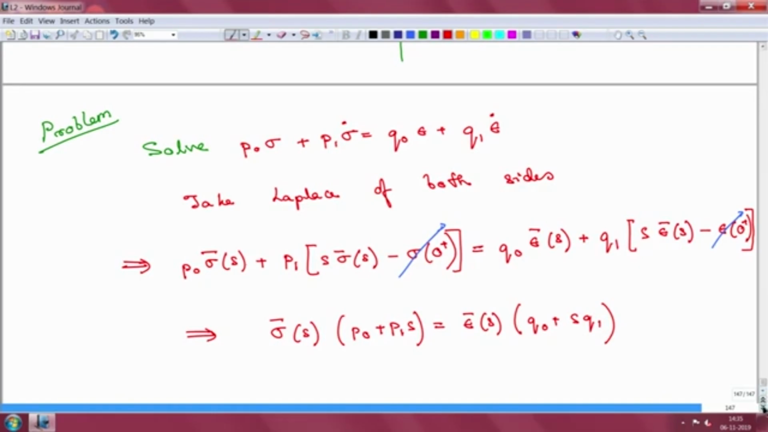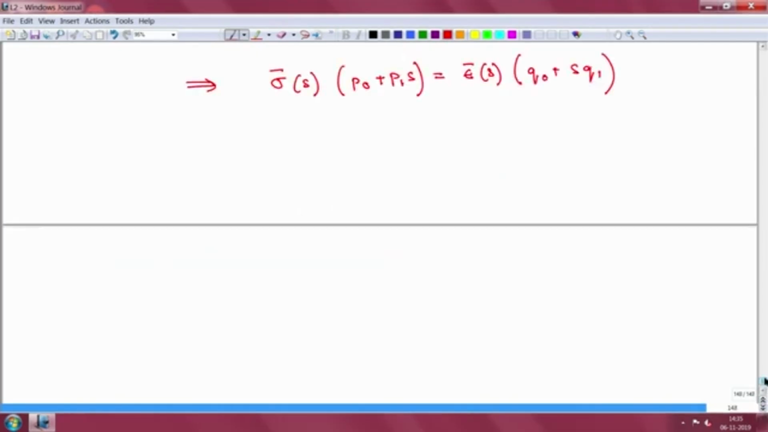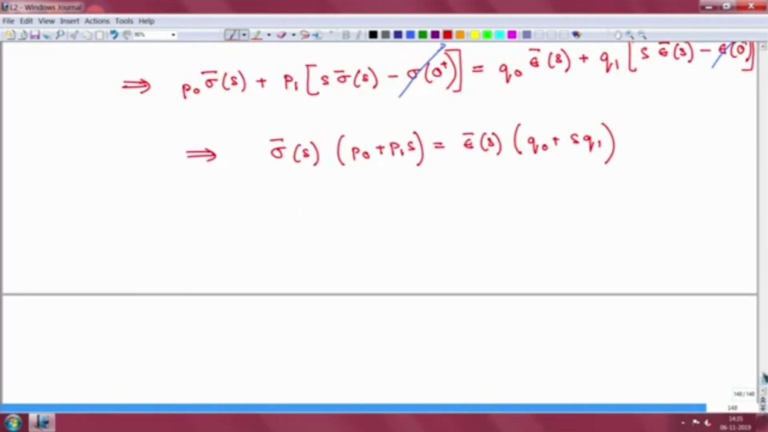Okay. So now we have to decide what we are solving for. This is a very general equation, the Laplace equivalent of the above equation. So let us say we are solving for the stress for the stress relaxation response. Case 1, stress relaxation response.